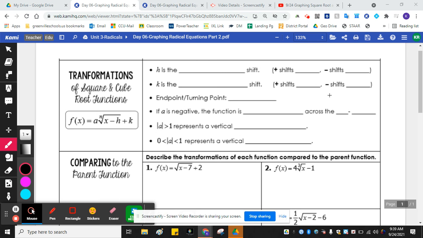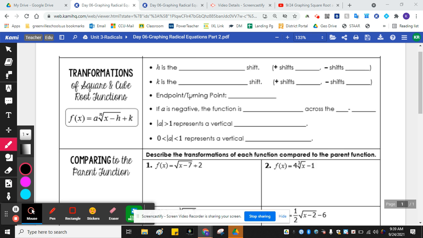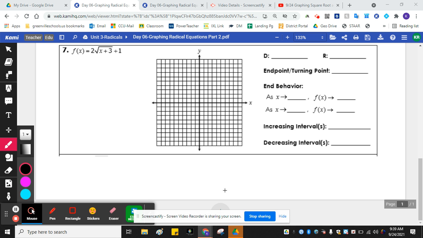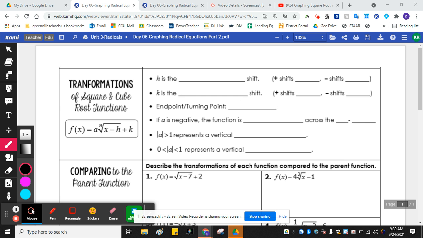The second page of notes for today are going from equation and then writing equation, giving the words, and then just one more graphing one that you can practice on, and we can talk about end behavior. So we just talked about this in the last video.